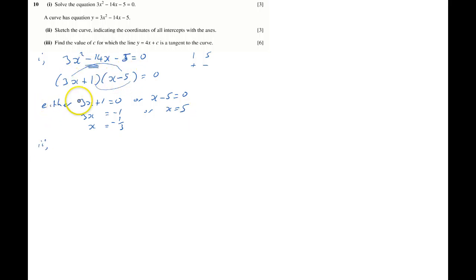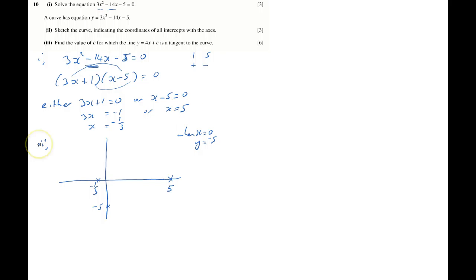Second bit, sketch your curve. Well, I've got that. X is minus a third, about there. Make sure it's clear. X is 5, somewhere along here. And when x equals 0, y equals nothing, take away nothing, minus 5. Y equals negative 5. So I need to have negative 5 there.